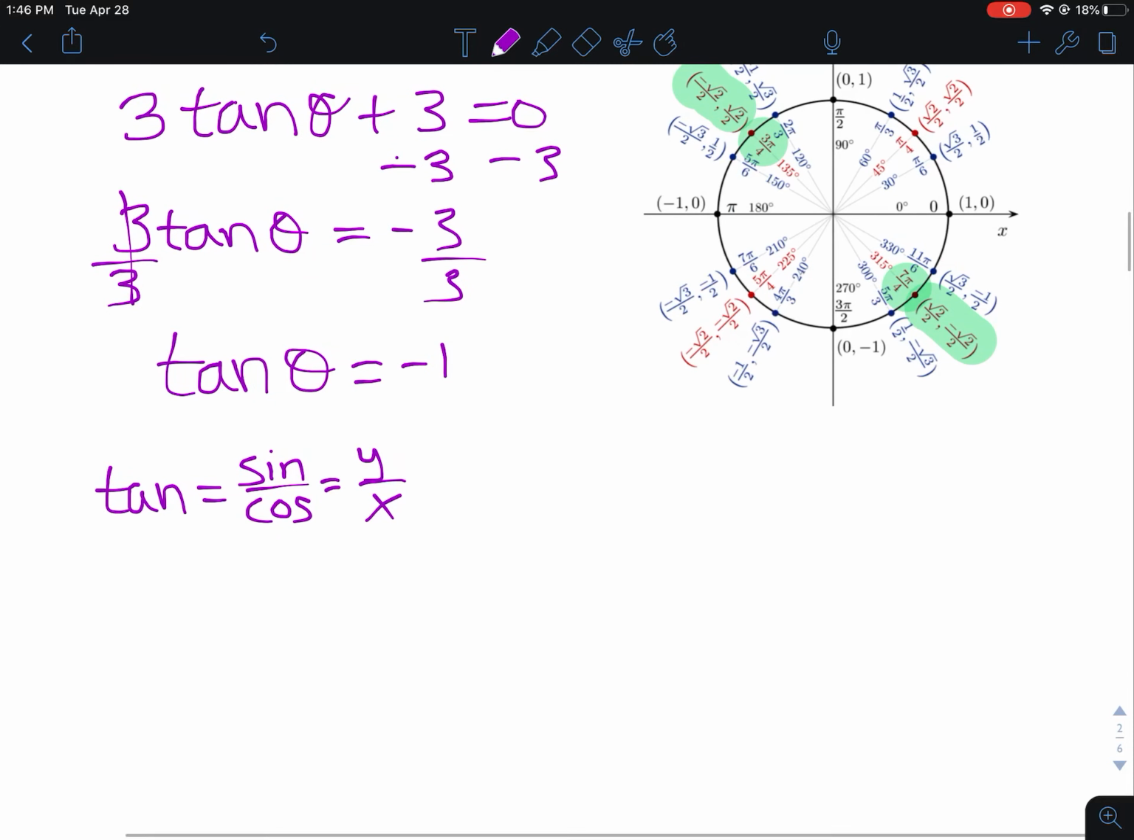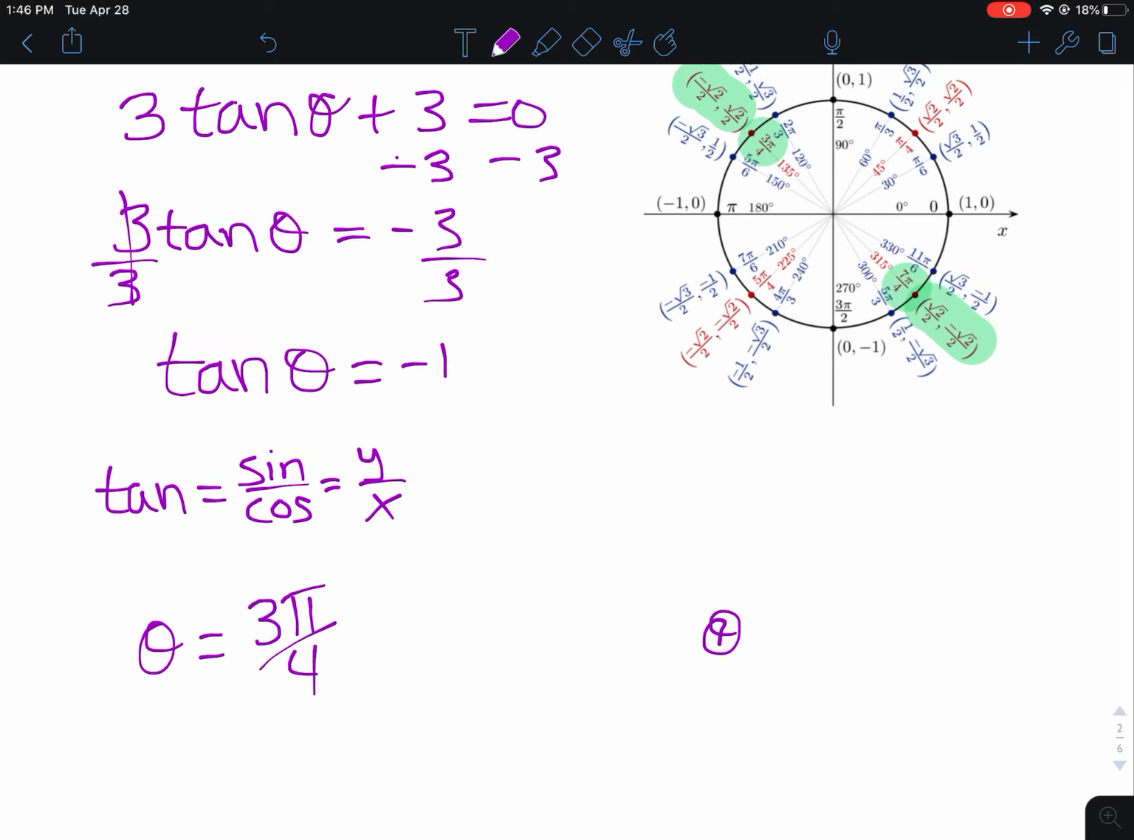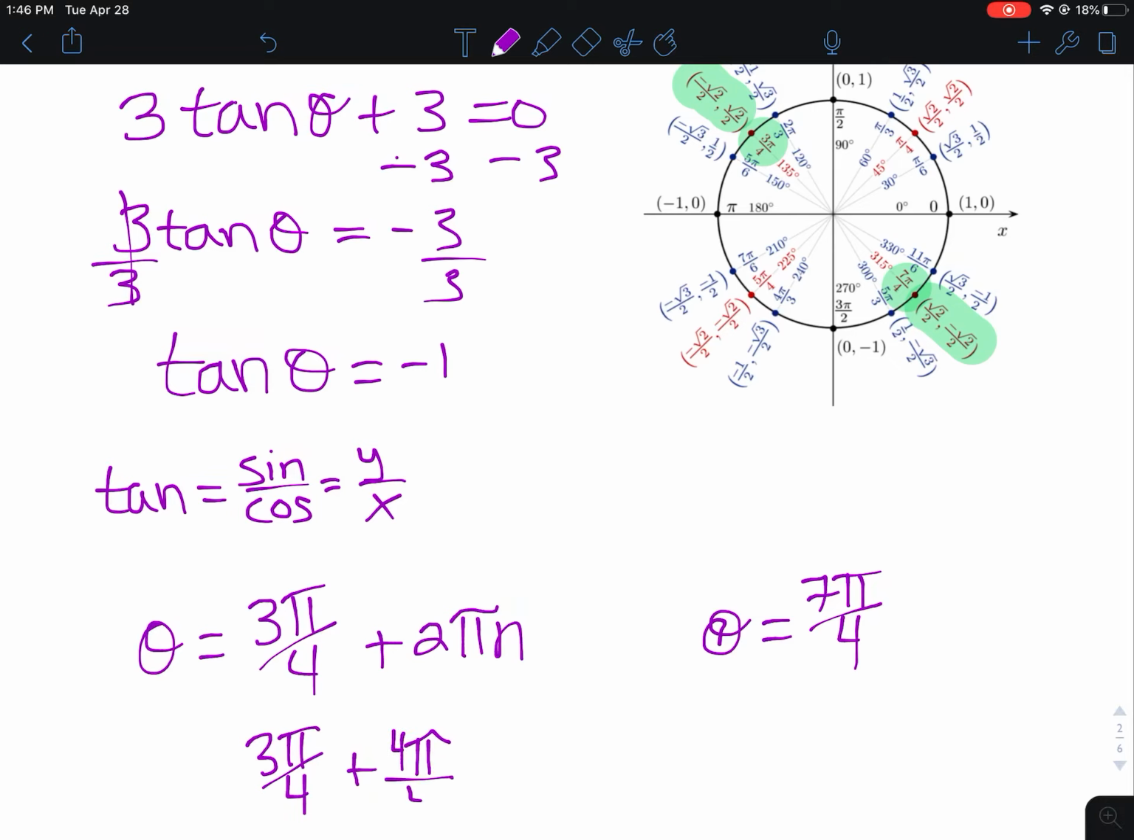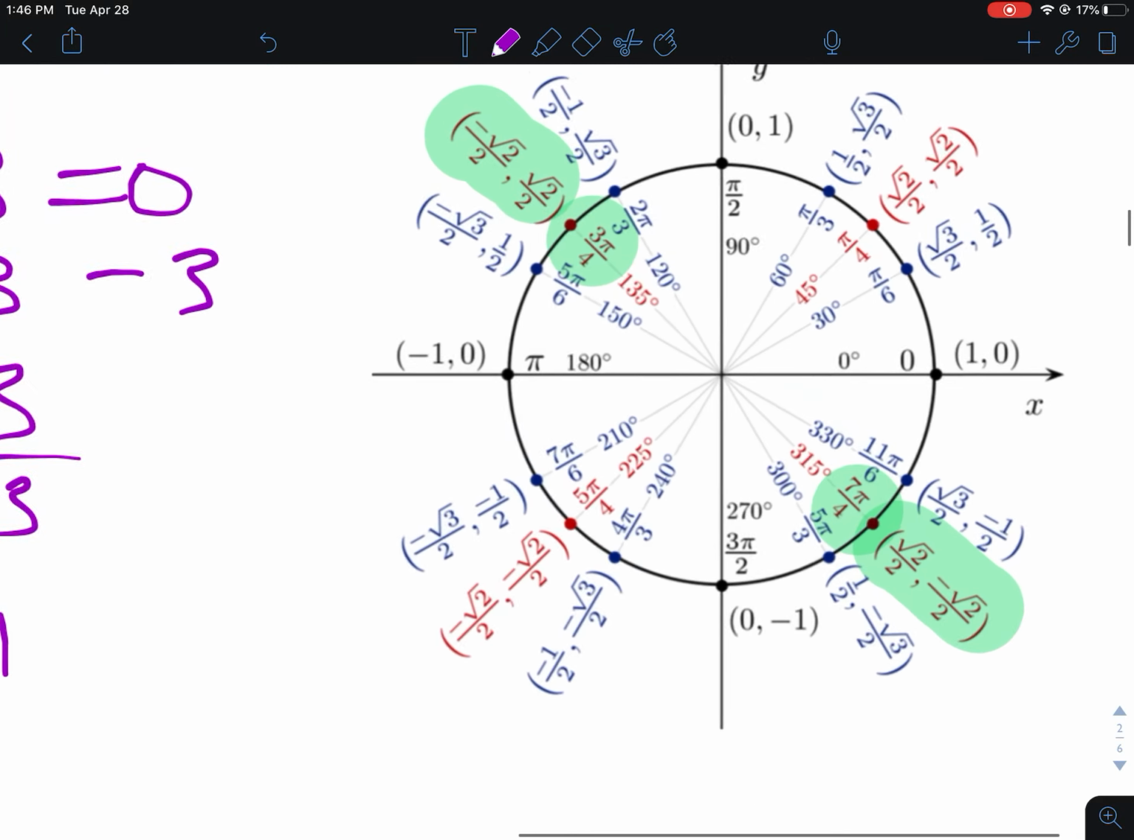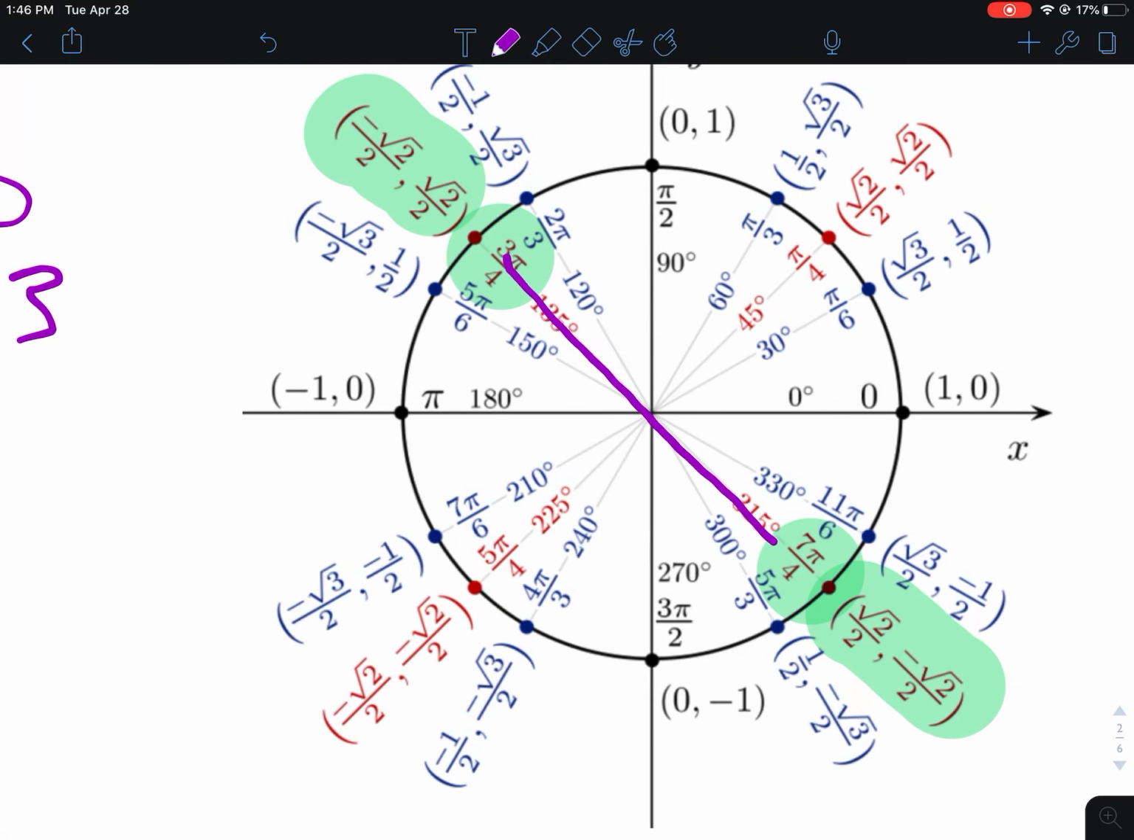So I want you to think about that. So we can write theta is equal to 3 pi over 4. Theta is equal to 7 pi over 4. When I think about adding on 2 pi n, one thing I do notice is that if I actually took 3 pi over 4 and I added just pi, or 4 pi over 4, I would get 7 pi over 4, right? And that's because these two values here, those are pi spaces. 180 degrees is pi radians. Those are pi radians away from each other.